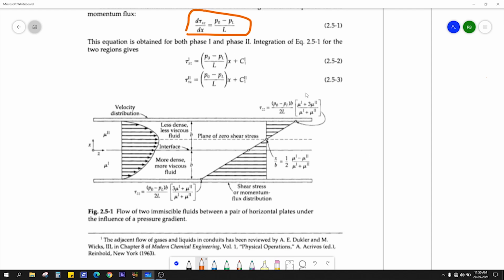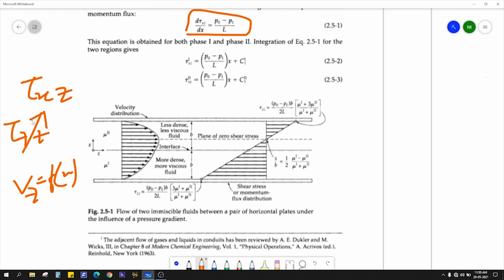From the earlier discussion, if you do the momentum balance, only the term tau xz will remain, the others will become 0. Tau zz will also become 0. Here velocity is flowing in the z direction and it is only a function of x, not z. This will also become 0 because there is only a pressure difference. There is no rho g term, so we are only left with tau xz.